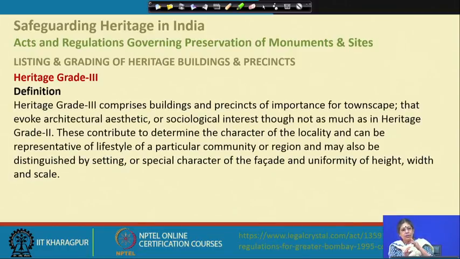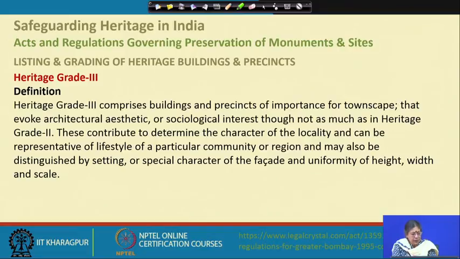Grade 3 are generally for the group areas, townscape value. These are where a group of buildings, a group of structures and areas together contribute to the significance. So, the definition is that heritage grade 3 comprises buildings and precincts of importance for townscape. One has to remember that townscape evokes architectural, aesthetic or sociological interest. So, sociological has also been taken care of, though not as much as in heritage grade 2.